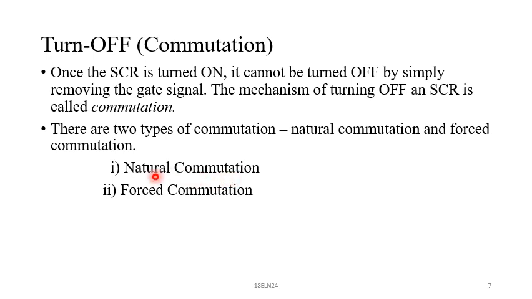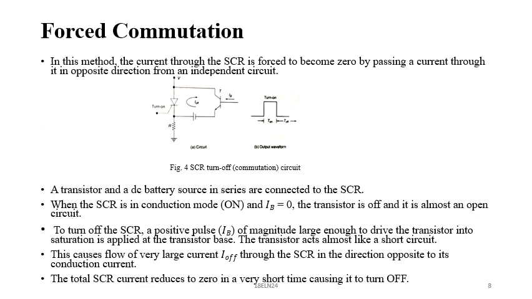But the second one we'll call forced commutation. Forced commutation uses some extra circuit to turn off the SCR. There are many methods to turn off the SCR under forced commutation, and here we will discuss some basic circuits. Here I use one transistor and one battery source connected in series with the SCR.